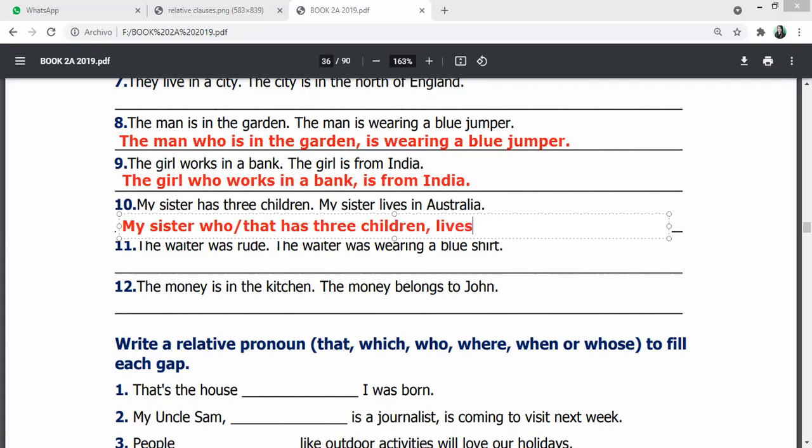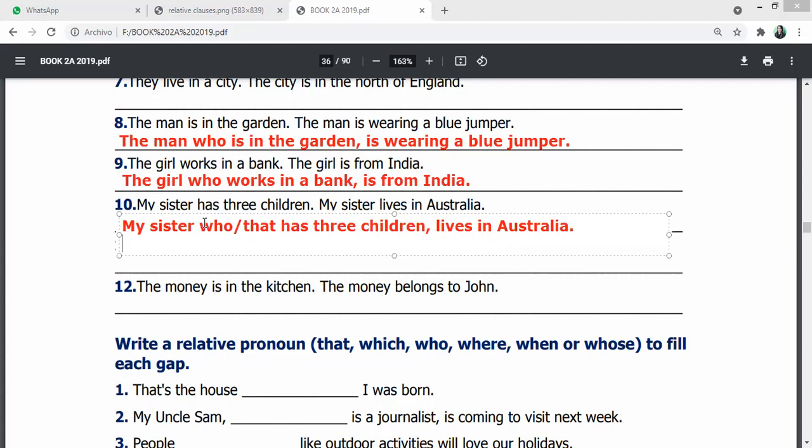Comma, lives in Australia, okay? Or, combinémosla, combined. Let's match, okay? My sister, who has 3 children, who lives in Australia, comma, has 3 children.